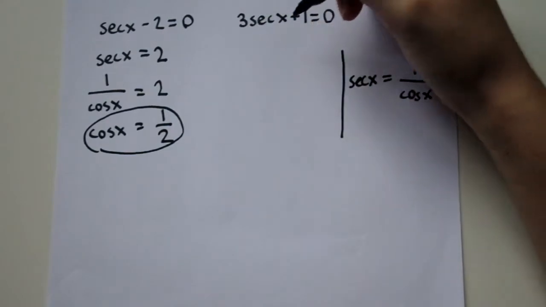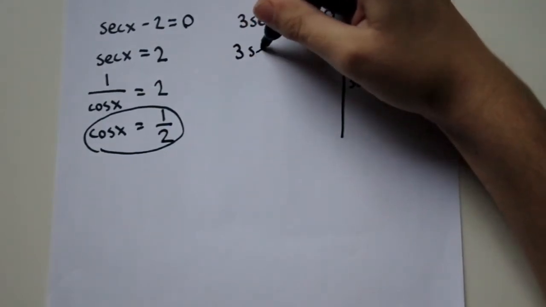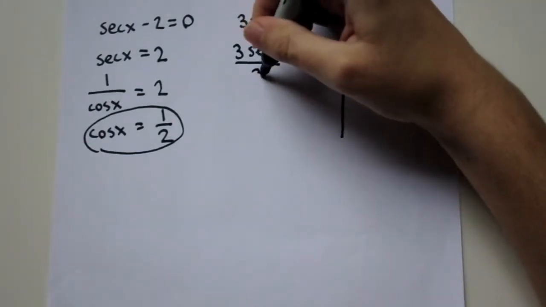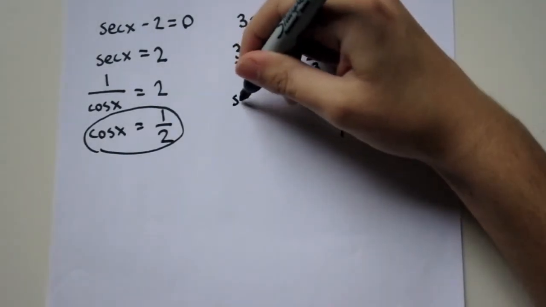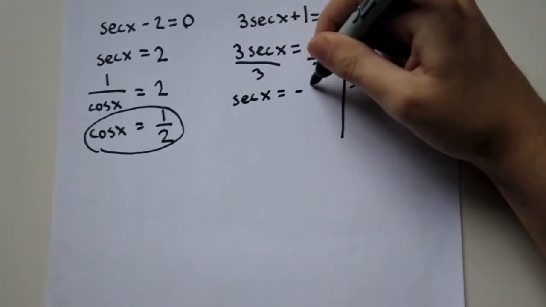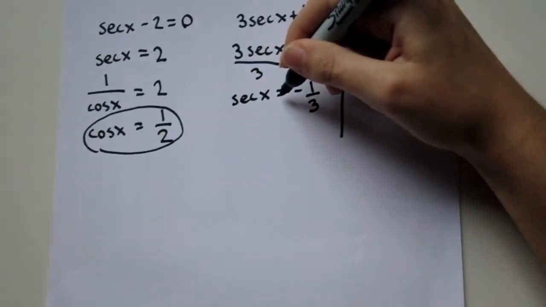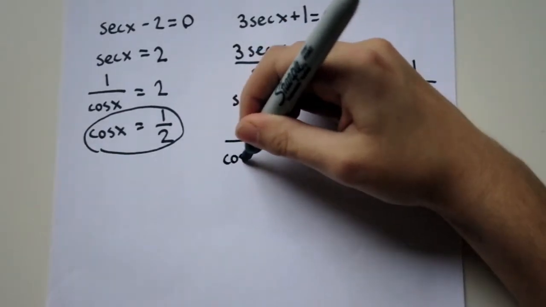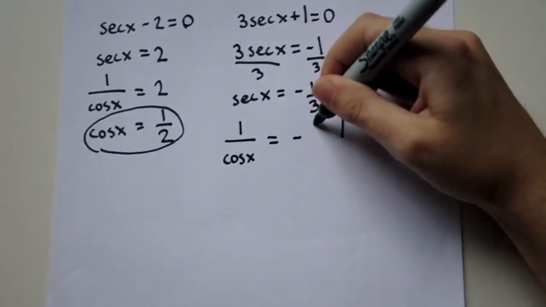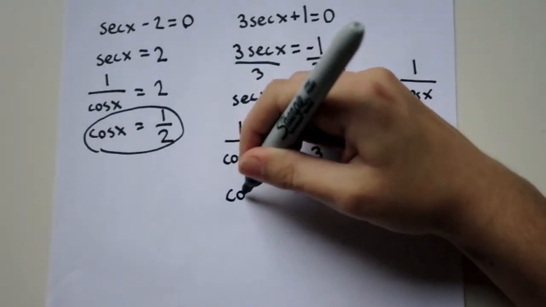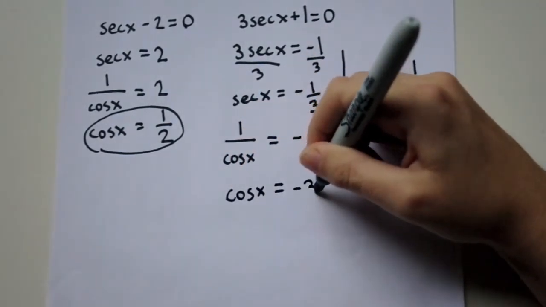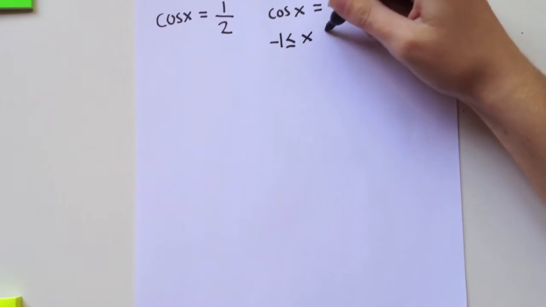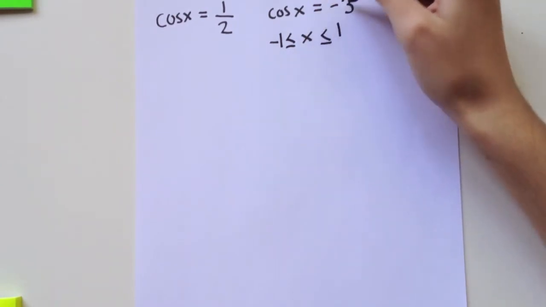Now for the other side, we're going to isolate secant x by taking away 1 from each side of the equal sign and dividing both sides by 3, giving us secant x equal negative 1 over 3. Once again, we're going to use our reciprocal identity, giving us 1 over cosine x equal to negative 1 over 3. Then we're going to invert both sides, giving us cosine x is equal to negative 3. Since the cosine has a range of negative 1 to 1, the cosine will never take an output of negative 3, and therefore there are no solutions to this part of the equation.